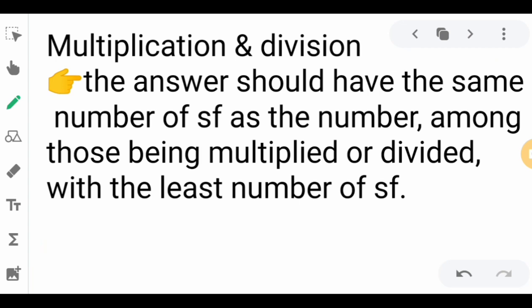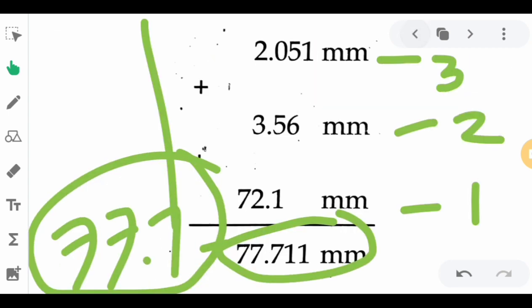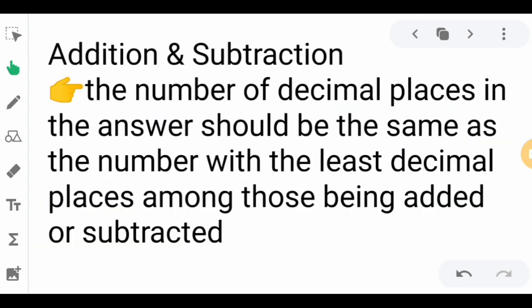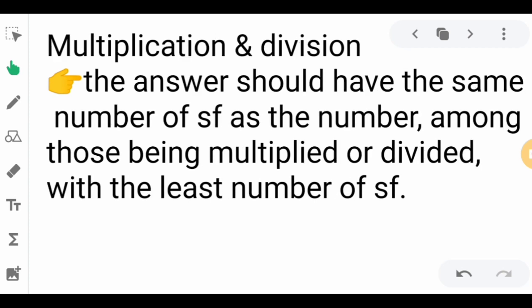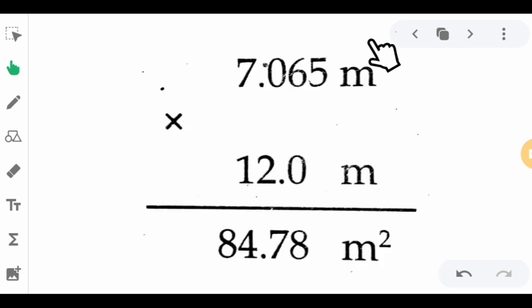So the rule for multiplication and division, we have here the answer should have the same number of significant figures as the number among those being multiplied or divided with the least number of significant figures. So, if in addition and subtraction you consider the least decimal places in the final answer, here in multiplication and division the least number of significant figures must prevail. I have here 7.065 meter multiplied by 12.0 meter.